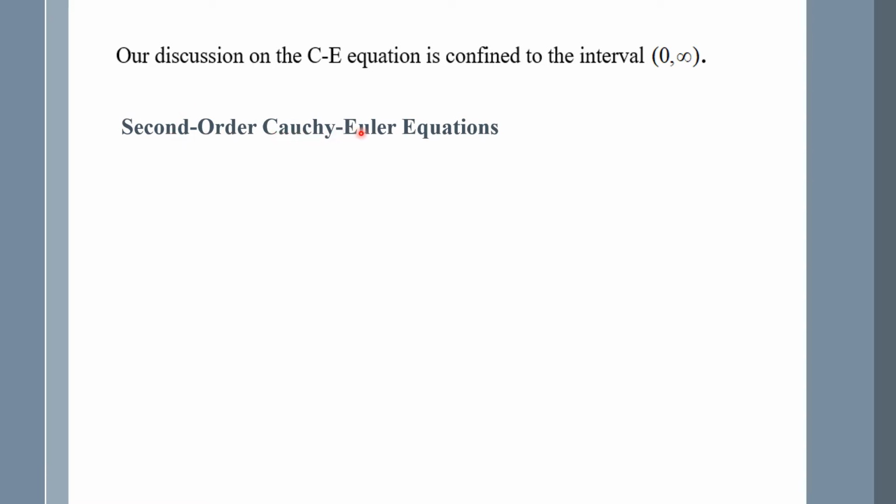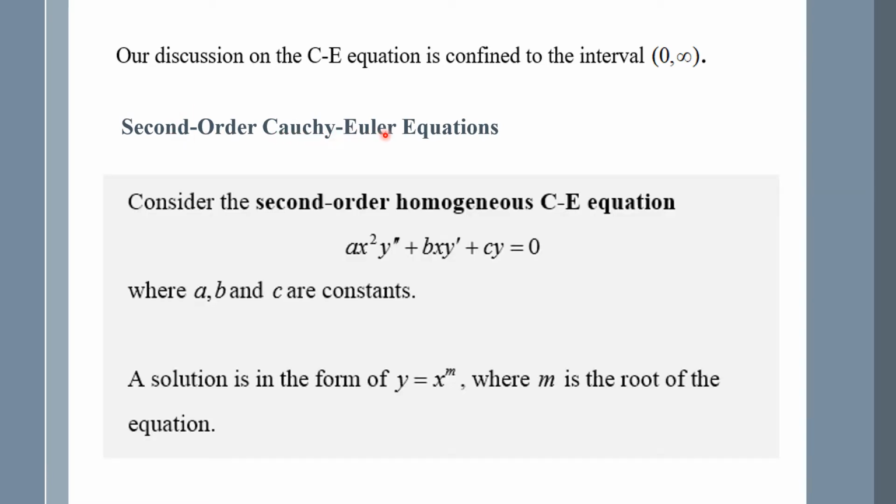Second order Cauchy-Euler equations. This is the general form of a second order homogeneous Cauchy-Euler equation: ax squared y double prime plus bxy prime plus cy equals 0, where a, b, c are all constants. So what is the solution for this second order homogeneous Cauchy-Euler equation? The solution is in the form of y equals x to the power of m, where m is the root of the equation. If y equals x to the m is a solution of this equation, it means that y equals x to the m and its derivatives must satisfy this equation.